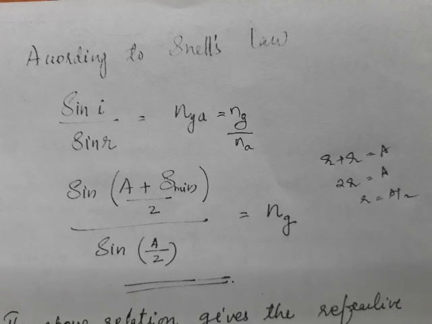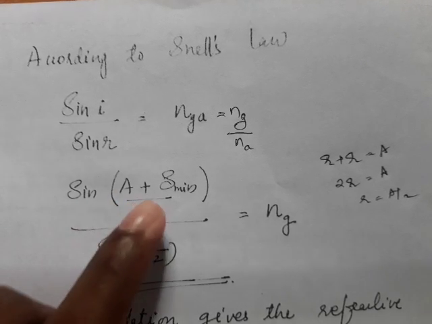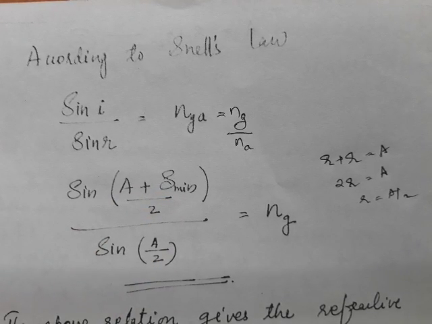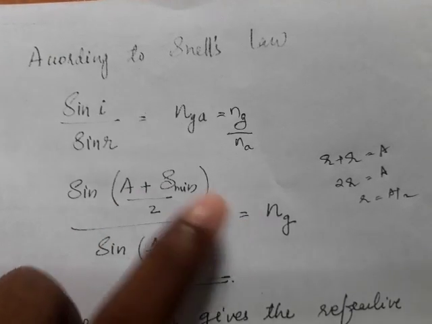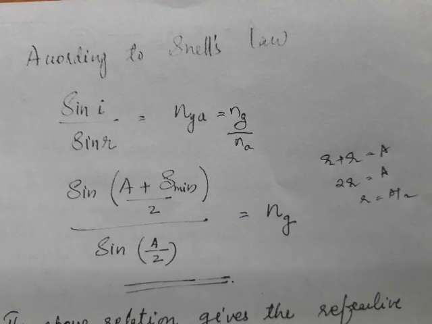So this relation gives the refractive index of the prism in terms of the angle of the prism and the angle of minimum deviation. So if you know the angle of the prism and the angle of minimum deviation, we can find the refractive index of glass.